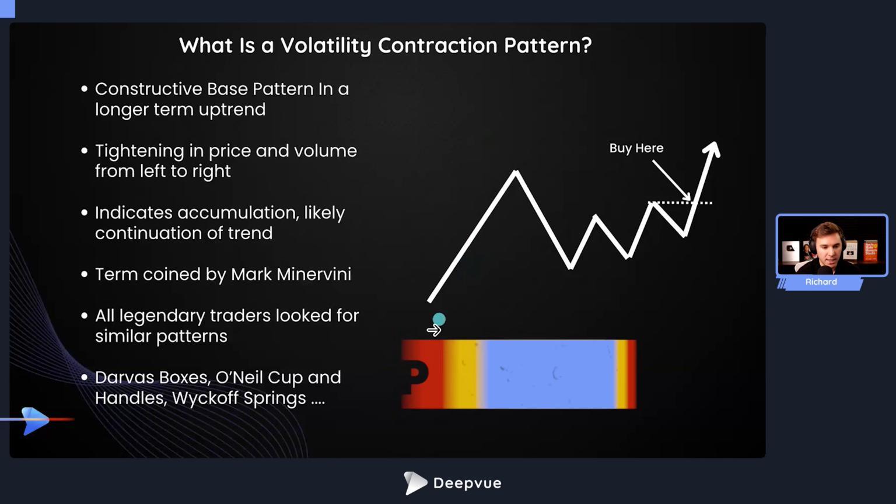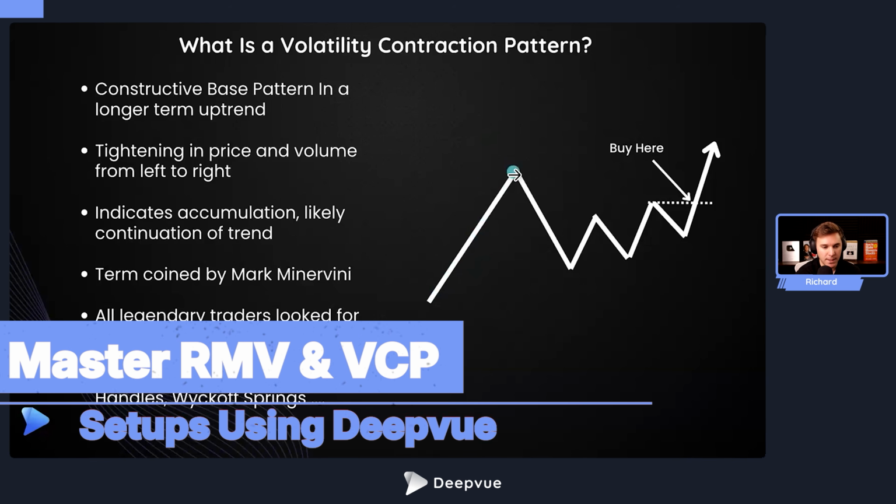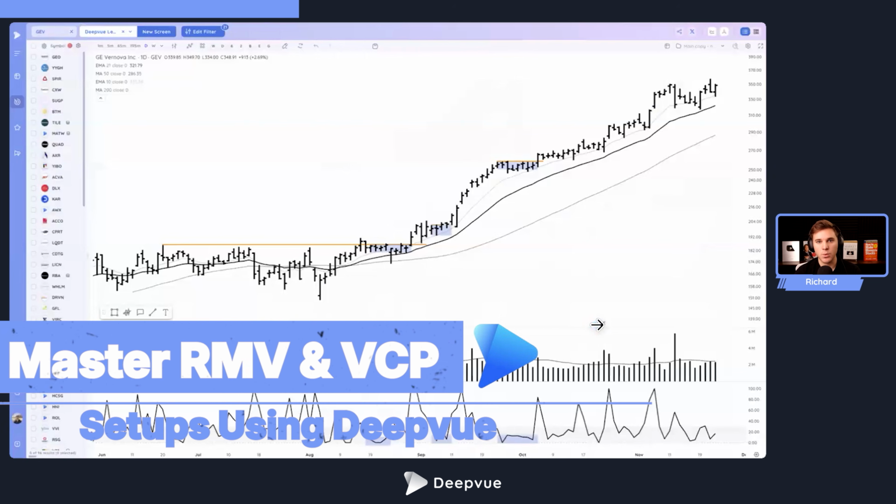And basically what the VCP is, you've got that prior uptrend, then you see a base start to form, and then we see contraction in both price as well as volume, doing kind of the same thing from left to right within the base. As those contractions tighten, the base is getting more and more primed and ready for a continuation up move that we can profit from as traders by jumping on at the proper low risk buy point. This is what we're trying to catch here.